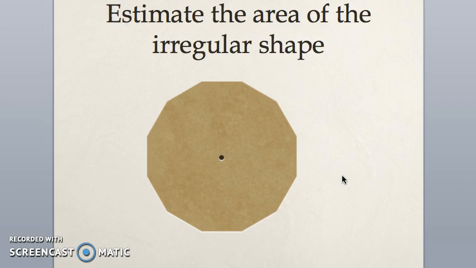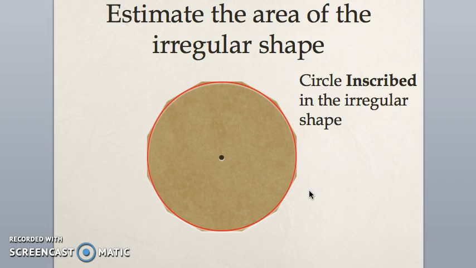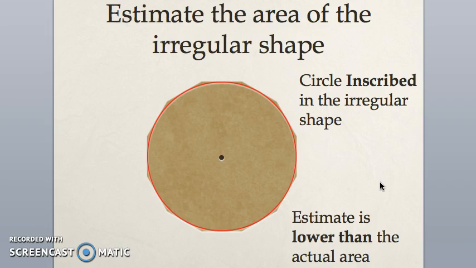So I'm going to assume we know the center of this shape. And what I'm going to do is I'm going to use a circle to try to estimate the area of this shape. So right here I have a circle. This is called an inscribed circle. So this circle basically goes inside as far as it can inside this 12-sided polygon, and it doesn't escape. It goes as far as it can. And this is going to give me an estimate that's slightly lower than the actual area of the polygon.